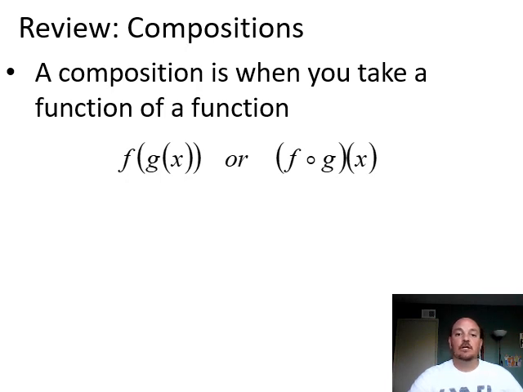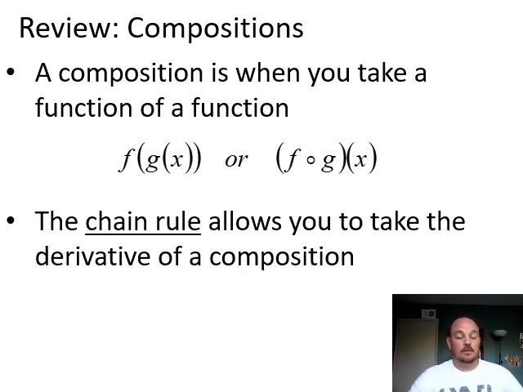The first one here is function notation. You actually see the f, and you're taking f of g of x. The second one, this little circle here, has the composition symbol. They both mean the same thing. Now the chain rule is for taking the derivative of a composition.